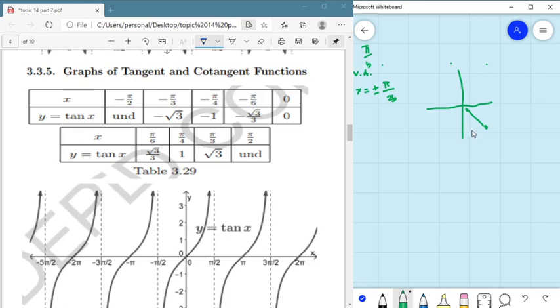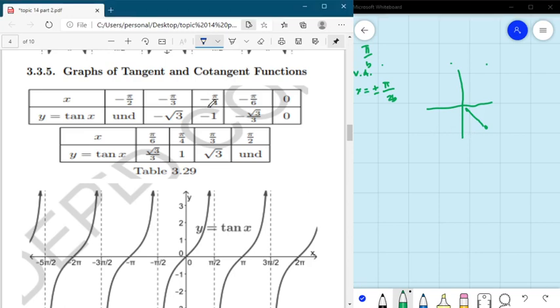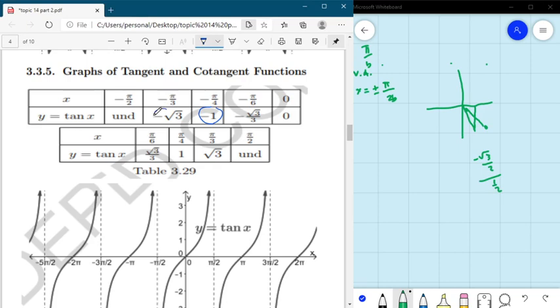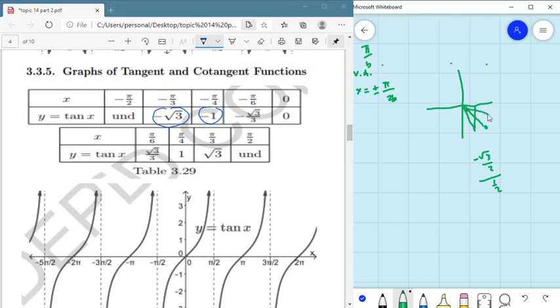That is, sine is negative square root of 2 over 2 over positive square root of 2 over 2. So, that is why we have negative 1. Okay? For negative pi over 3, your sine is negative square root of 3 over 2 over positive 1/2. So that's why this is negative square root of 3.